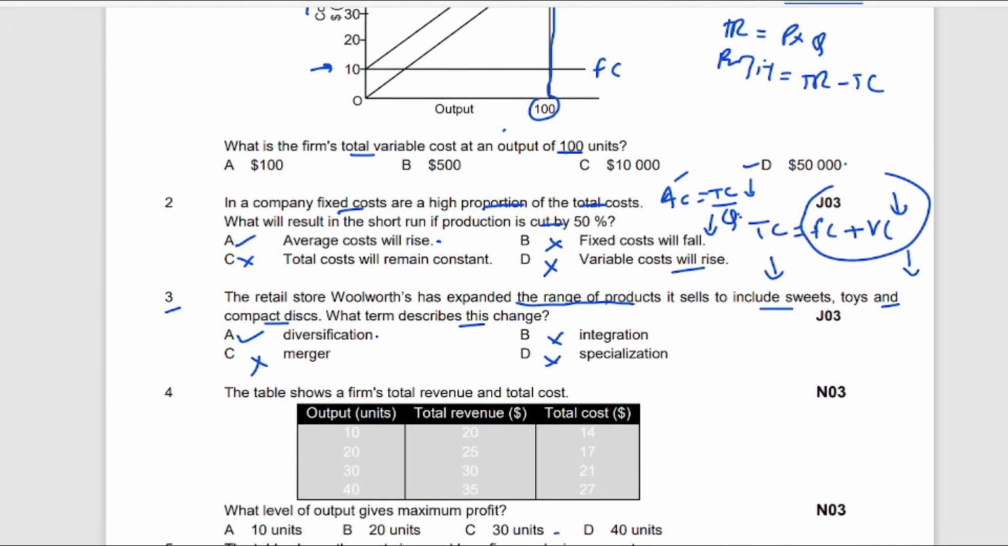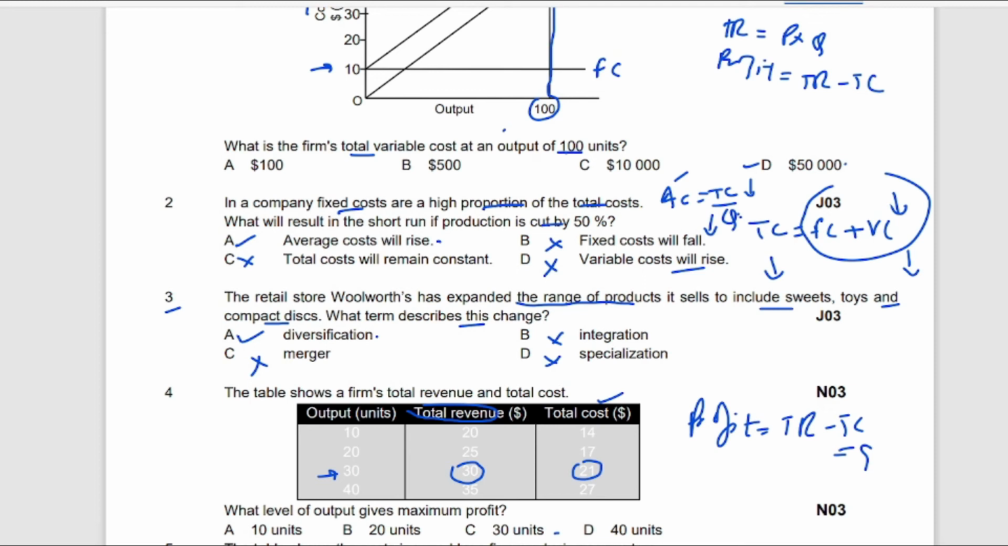Okay, then question number 4 says that the table shows a firm's total revenue and total cost. So this is total revenue and this is total cost. What level of output gives maximum profit? The formula for profit is equal to total revenue minus total cost. If we see output 30, total revenue is 30 and total cost is 21. The difference is equal to 9.